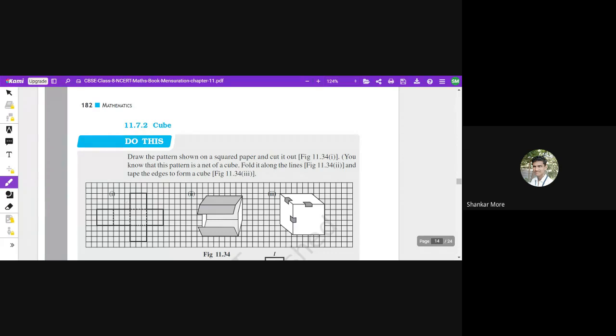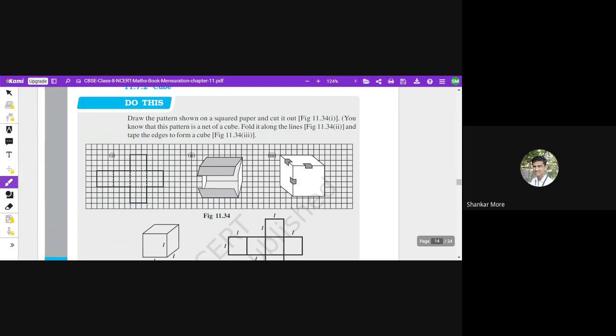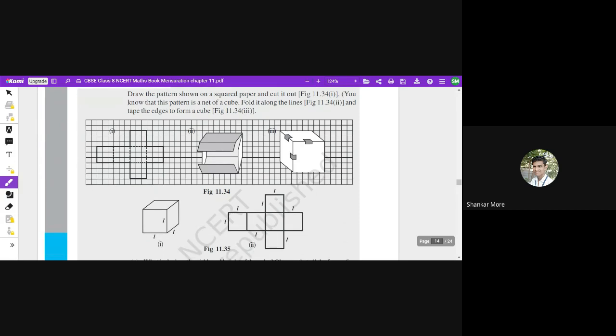Yeah, so now we have the cube to learn. So draw the pattern shown on a square paper and cut it out. So you know this pattern is the net of a cube. So fold it along and tape the edges to form the cube. So you have to take a paper like this, cut the pattern, take it out, and make a cube out of it.